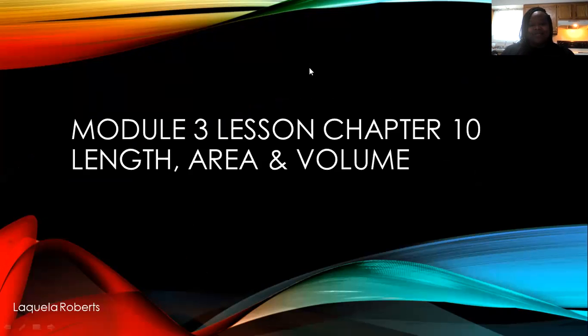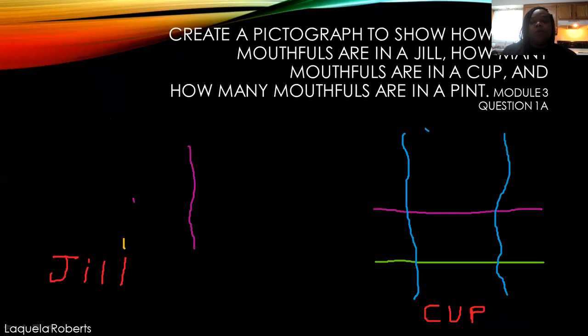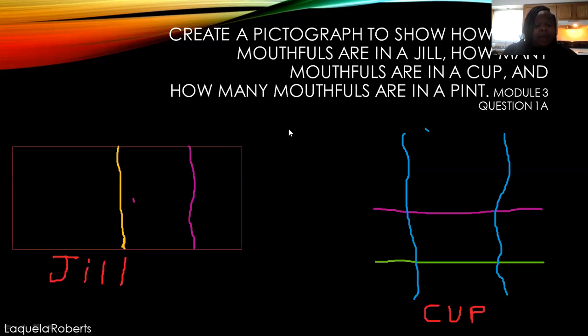Let's get started. As you can see on number 1, it says to create a pictograph to show how many mouthfuls are in a gill, how many mouthfuls are in a cup, and how many mouthfuls are in a pint. As you see, we have a gill on the left, and we have our cup on the right. So here we go. A gill is made up of 2 jacks, each jack is made up of 2 jiggers, and each jigger is made up of 2 mouthfuls. So we see that we have 8 mouthfuls in a gill.